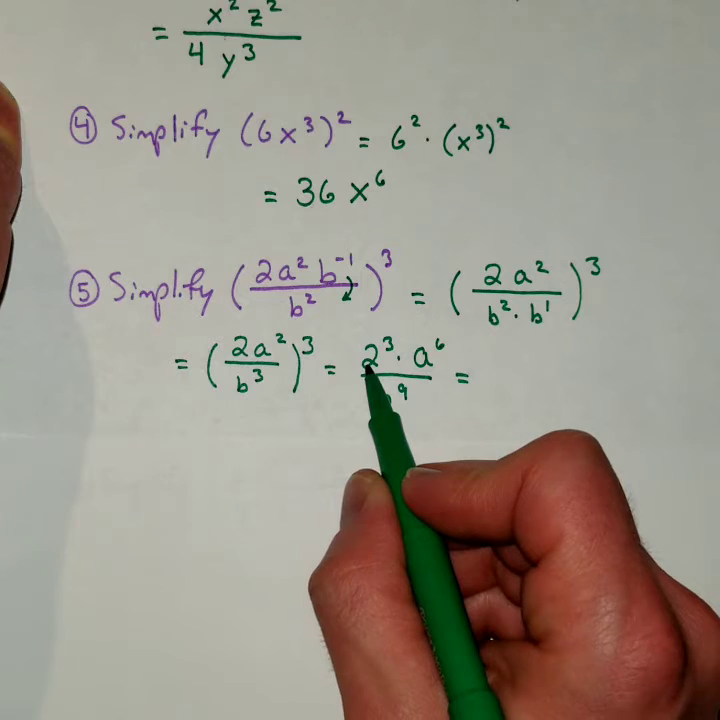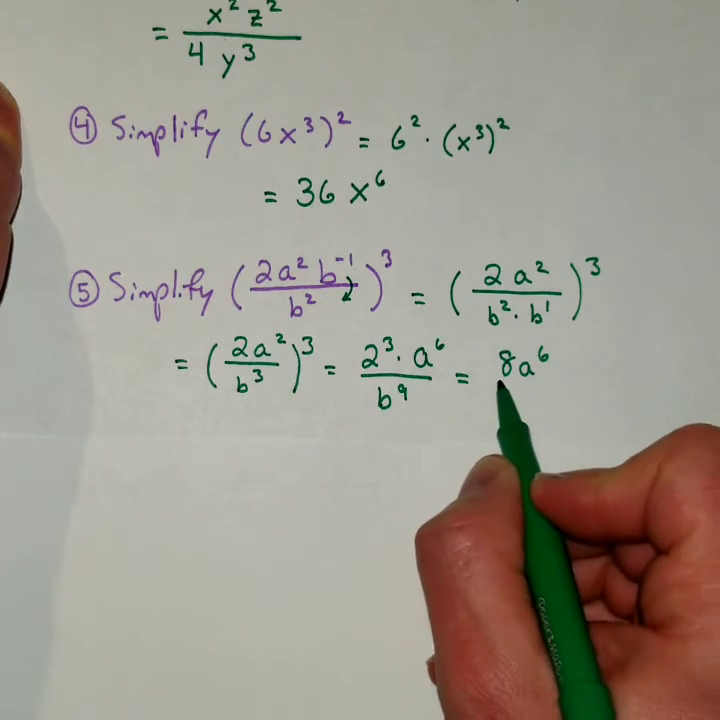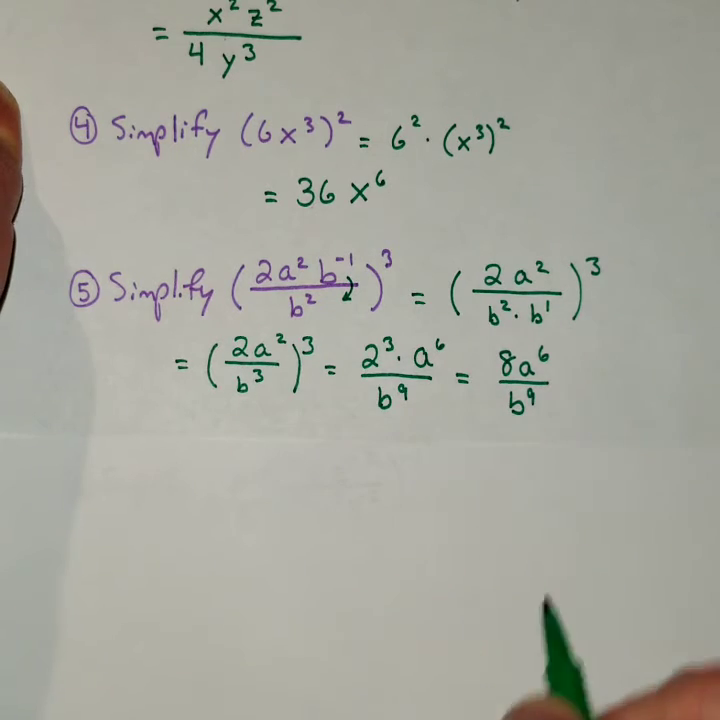Final step here is I can evaluate 2 to the 3rd, that's 8. So it's 8a to the 6th over b to the 9th. And that's as simple as we can get it.